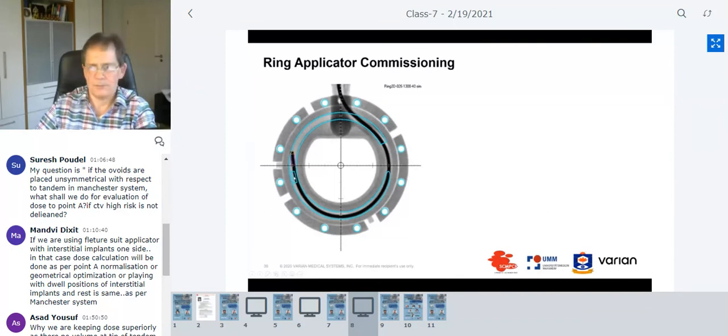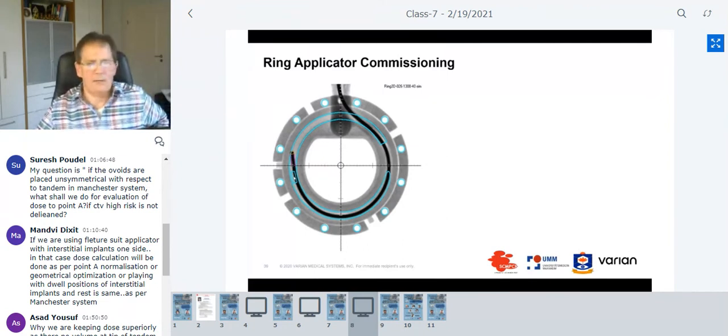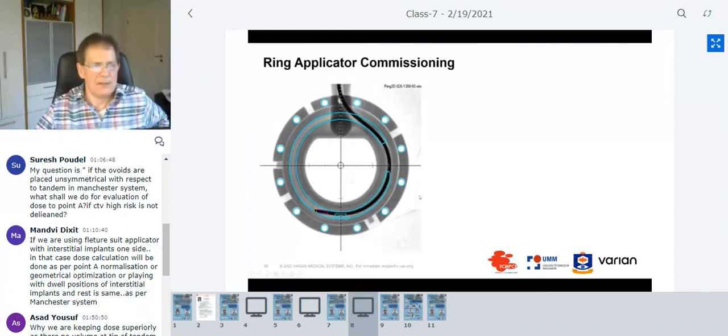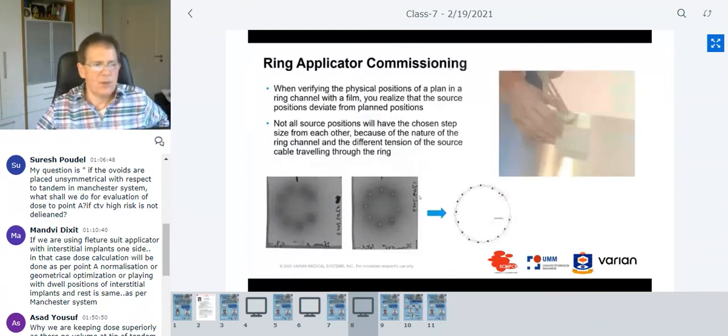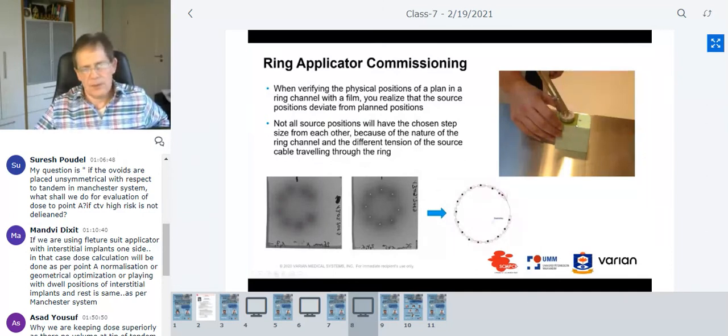And all vendors are affected by this because it's dependent on the tension of the wire inside the ring channel. And this changes, the strength changes, the tension changes, and you can never get exactly the same position as in the planning system. But you can modify your plan. And to do so, you would need to do commissioning of your ring applicator.